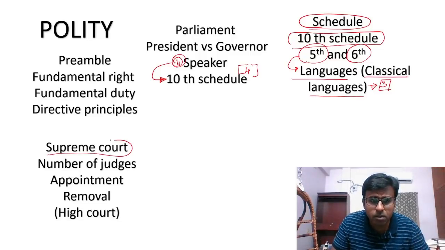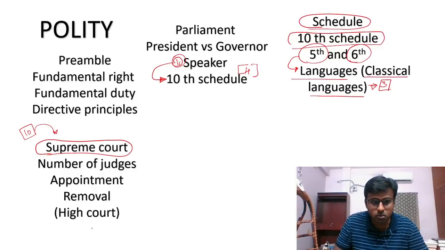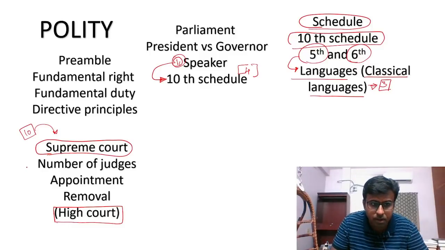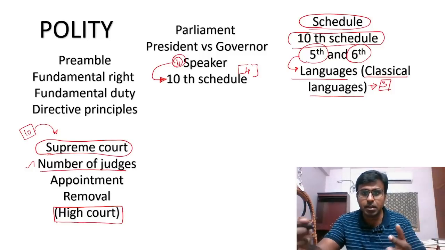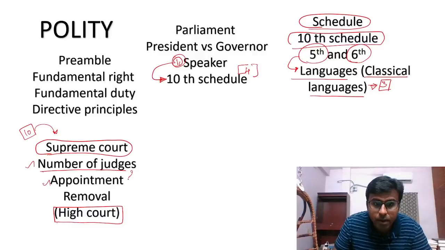If there are 10 questions from polity, split them accordingly. Supreme Court or High Court. Some powers of the Supreme Court, or numbers. For example, the number of Supreme Court judges, now the numbers have been increased or more appointments have been made. So how are these appointments made? What is the methodology of appointment? Next, how do you remove?